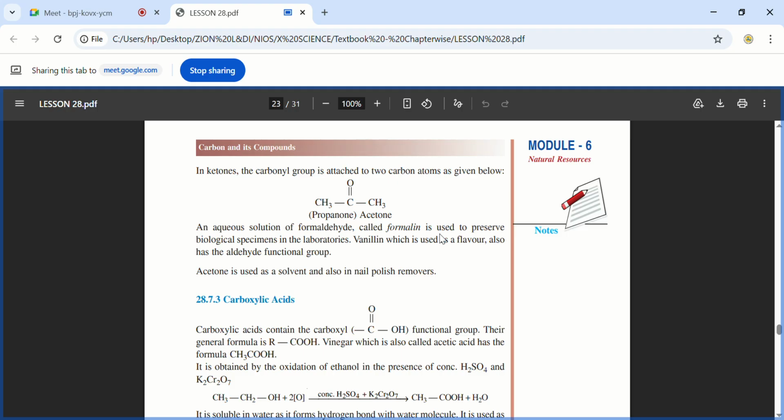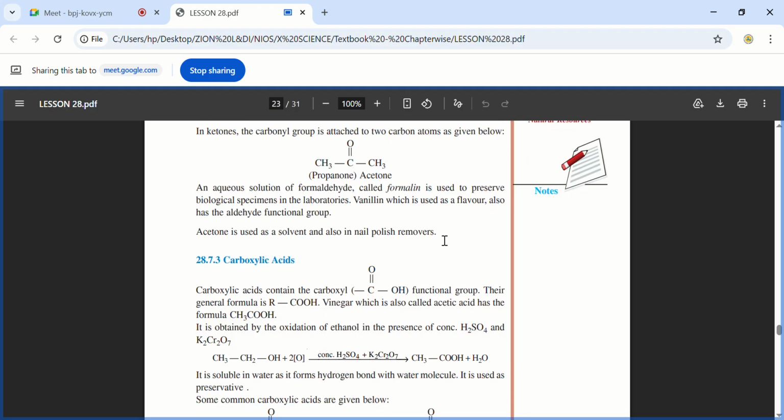Acetone is used in nail polish remover, but if you apply the acetone to the nails, you get some powdery substances from the nails. That means it is eating the nails, in a minimal quantity. So it's better to avoid acetone. Instead of that, we can use ethanol. Ethanol is better than acetone.